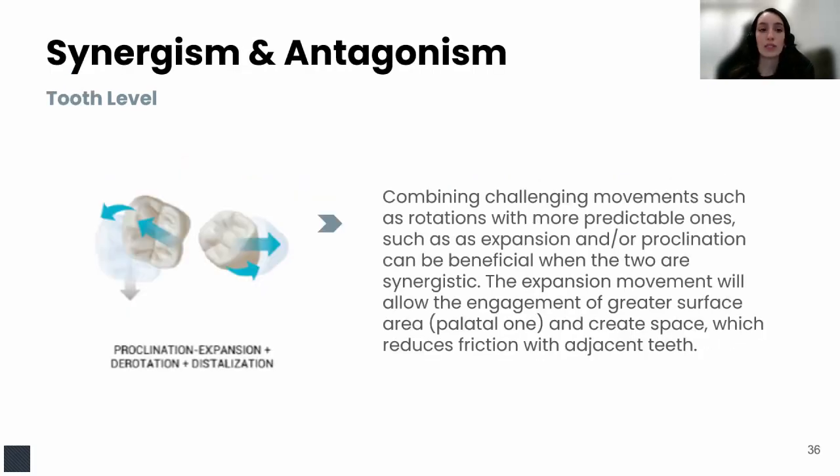Now we're going to talk about synergistic and antagonistic movements on a tooth level. Generally speaking, it is highly recommended to combine movements that are challenging with those that are considered to be more predictable. For example, if I'm talking about rotation of a cone-shaped tooth, such as a premolar or a canine, perhaps even a molar, even though it's not cone-shaped, rotation can sometimes be challenging. So combining rotation with expansion will definitely increase the predictability of the expression of rotation.